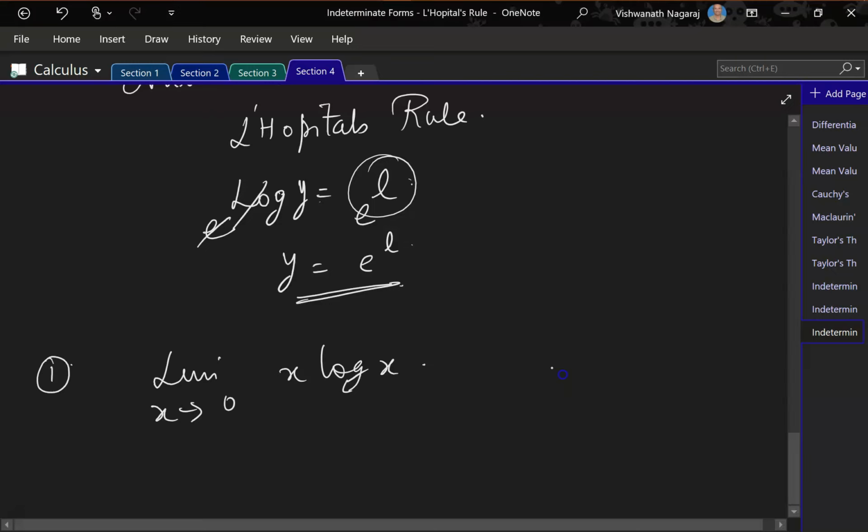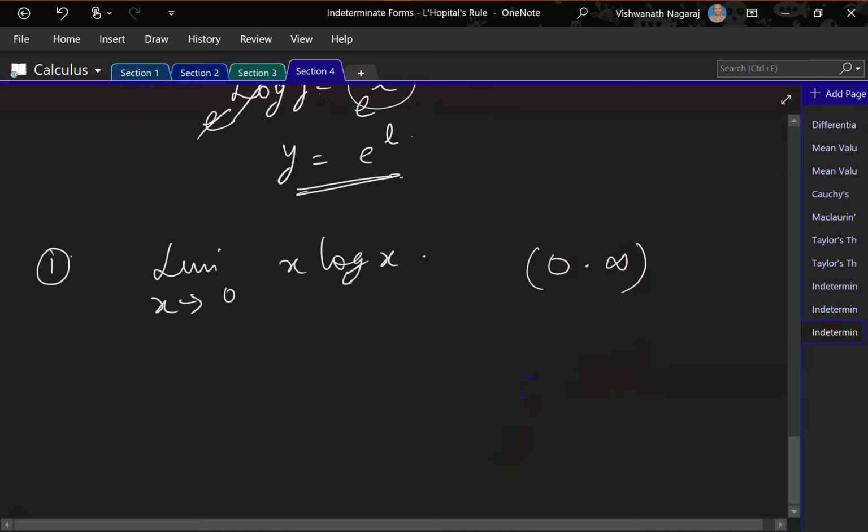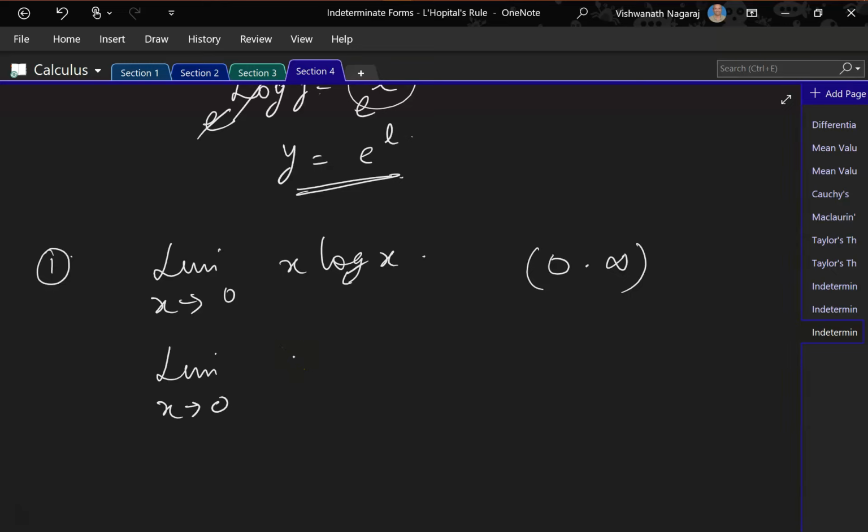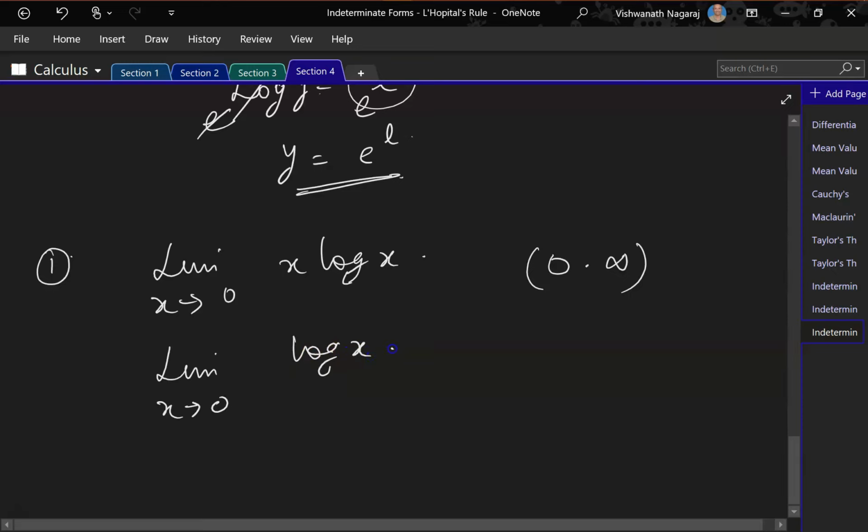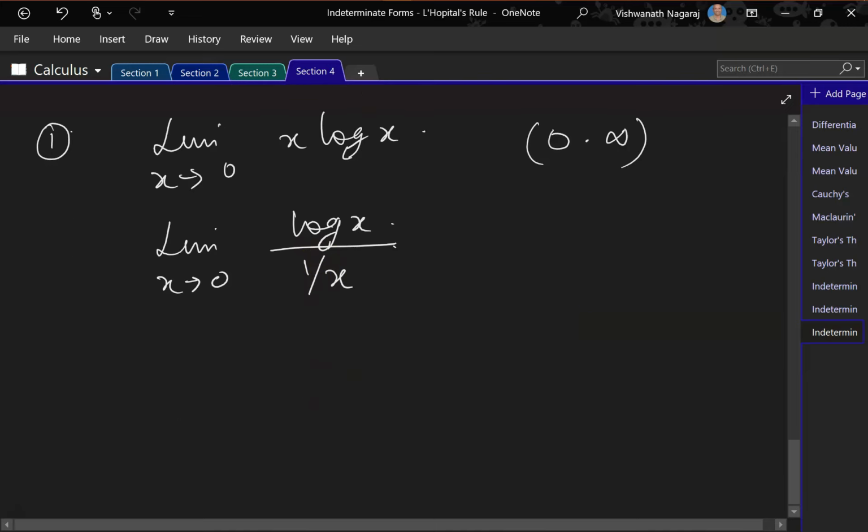So it is in 0 times infinity form. That's the form. Now we have to convert it somehow. So let's say limit as x approaches 0 of x times log x. Now if I'm going to take multiplication and convert it to division, I have to take the reciprocal of x, which is 1 by x.